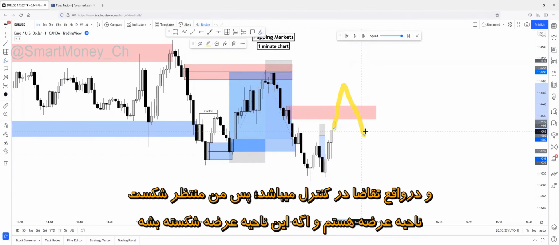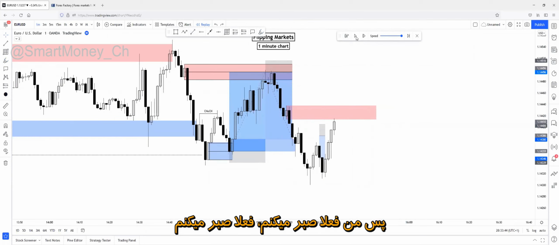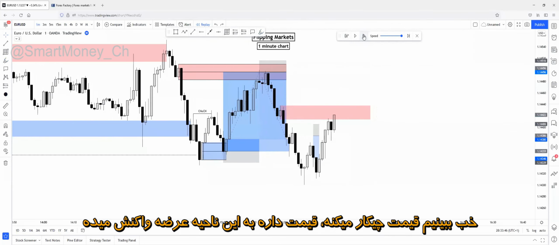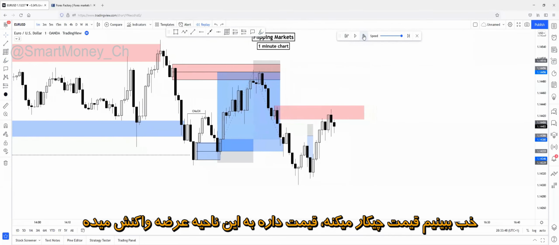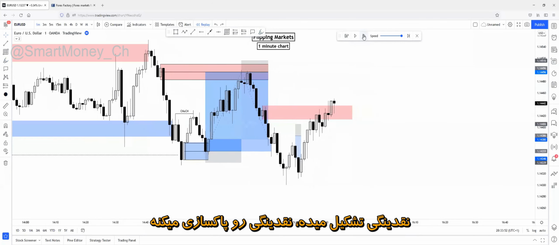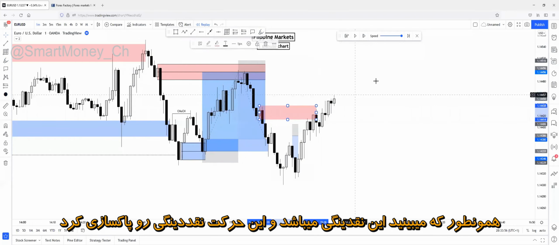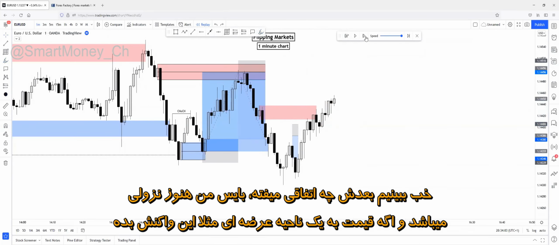If this supply zone breaks, or here's another supply zone. So I'll be just waiting. Let's see what happens on chart. Price is reacting against supply zone, building up liquidity, sweeping the liquidity actually. As you can see, here's the liquidity. Here's the liquidity, and this movement swept that liquidity. So let's see what happens next.